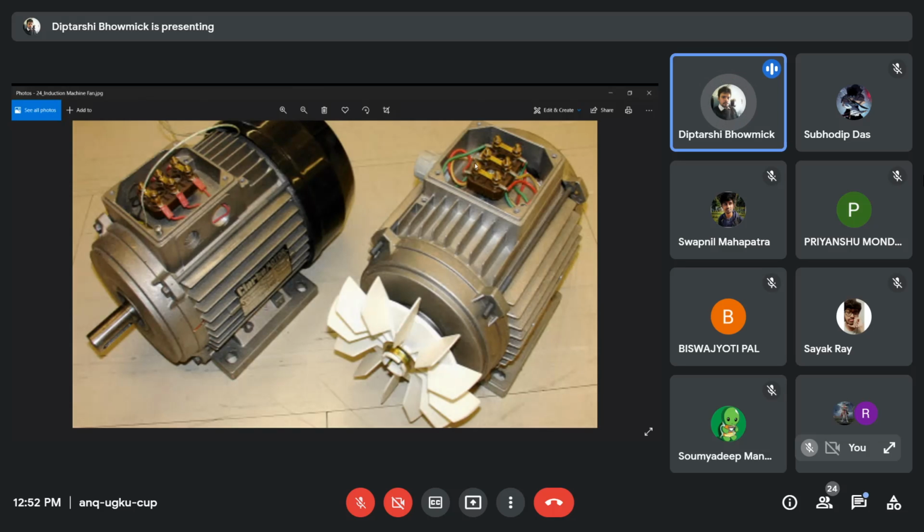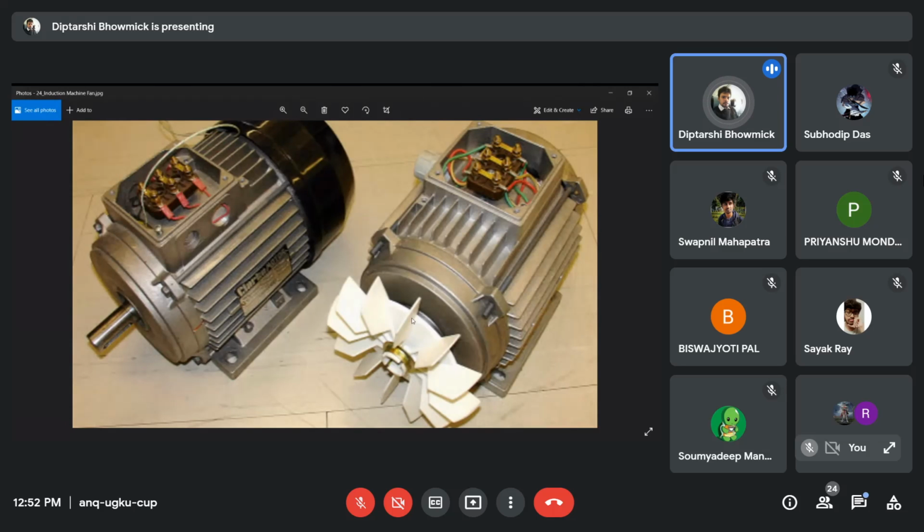In case of a 3-phase induction motor, if you give R, Y, and B connection like this, here it is R, here it is Y, and here it is B, let us consider the motor rotates in the clockwise direction. But if you change the phase sequence to RBY instead of RYB, then the motor will rotate in the counterclockwise direction.